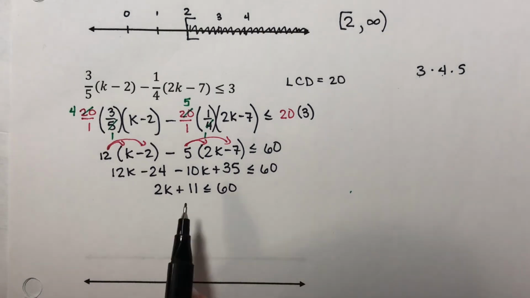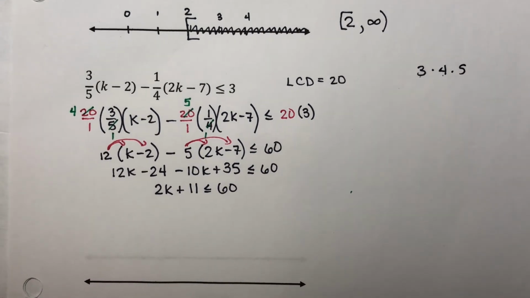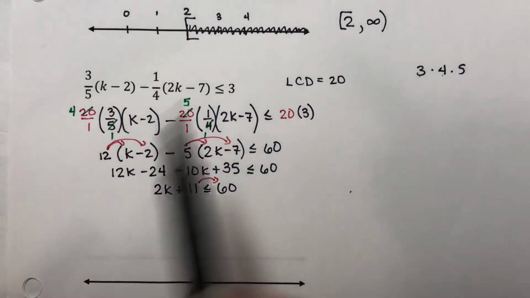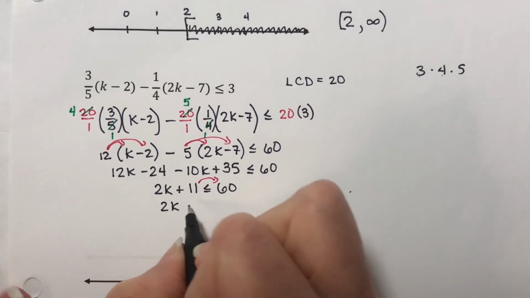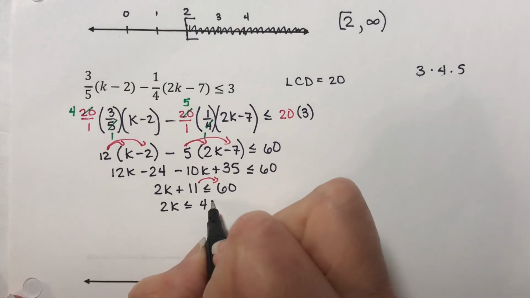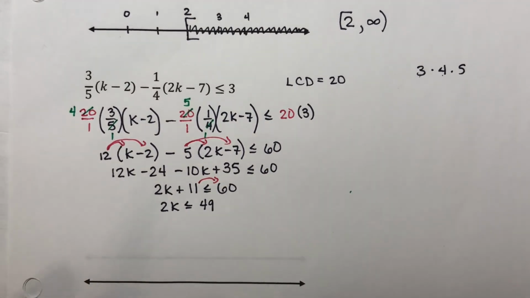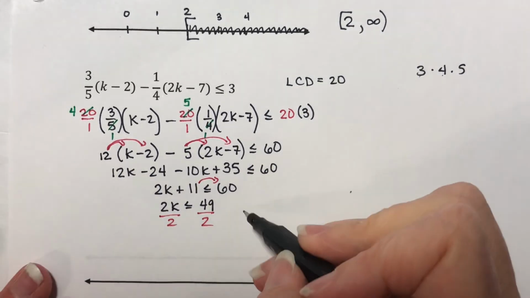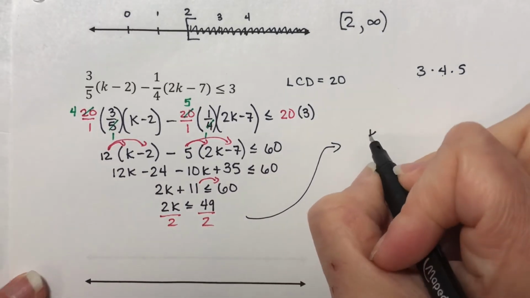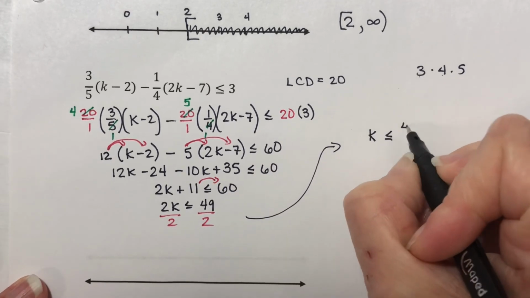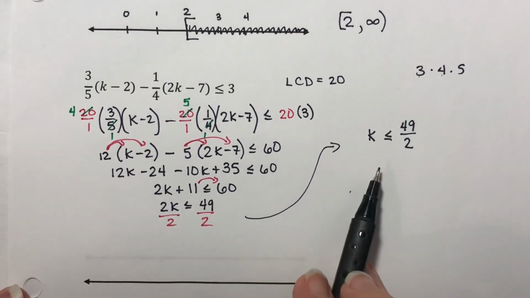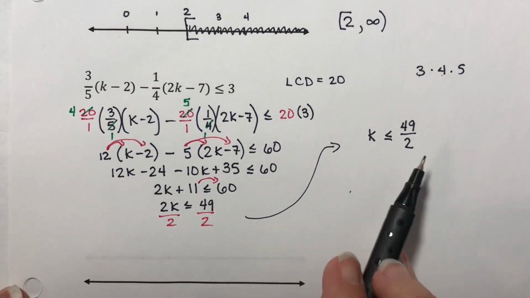Okay. Now let's subtract 11 from both sides. And we get 49. 2k is less than or equal to 49. Divide both sides by a 2. And I'm going to go up here to write my answer. I get k is less than or equal to 49 halves. You don't have to simplify further than that. This is a perfectly good answer.